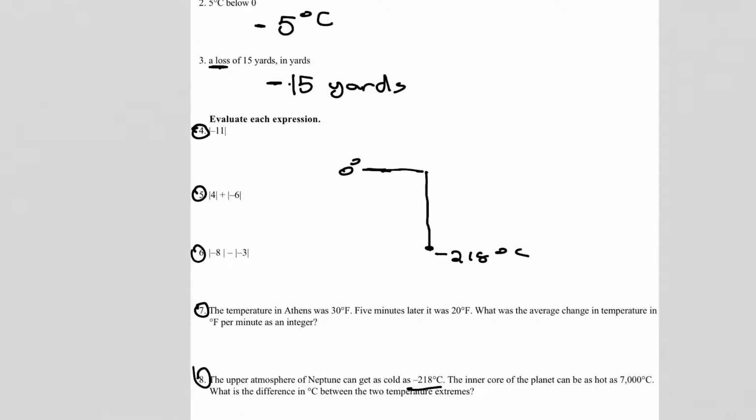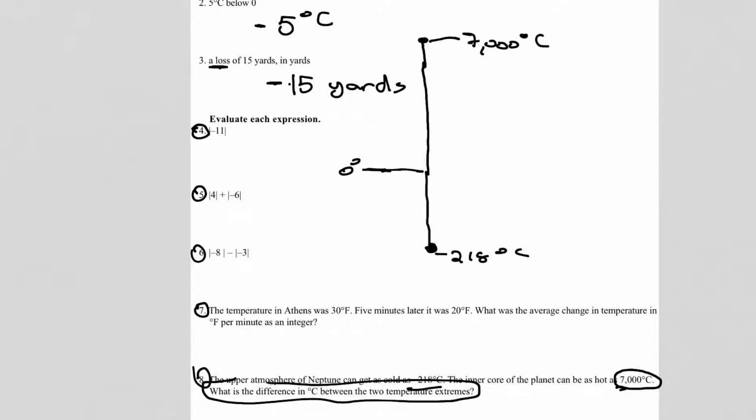Well, the inner core of the planet can be as hot as 7,000 degrees Celsius. So the lowest temperature is negative 218, so it's below 0. But the hottest it gets is 7,000. So let's just call this 7,000 degrees Celsius. Alright, what is it asking us? What is the difference in degrees Celsius between the two temperatures?